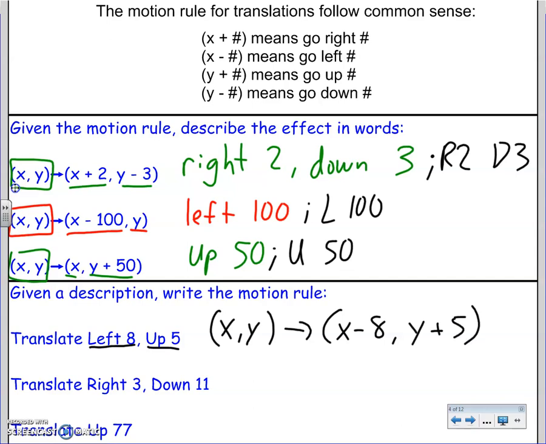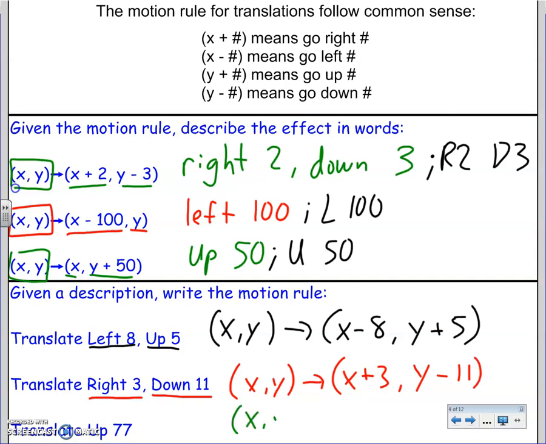Alright, this next one, given a point x, y, it says go right 3. So you're going to add 3 to x. And then for y, you're going down 11, so you're going to subtract 11. And this last one, given our point x, y, we're going to go up 77. X does not change. Leave x alone. But for y, add 77.